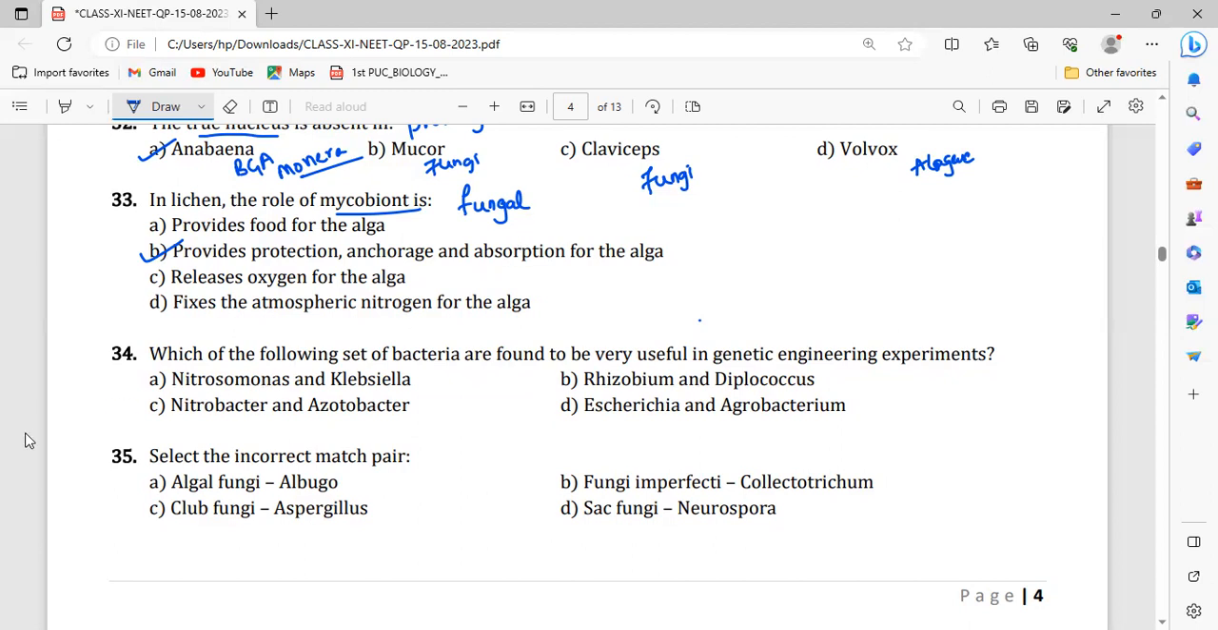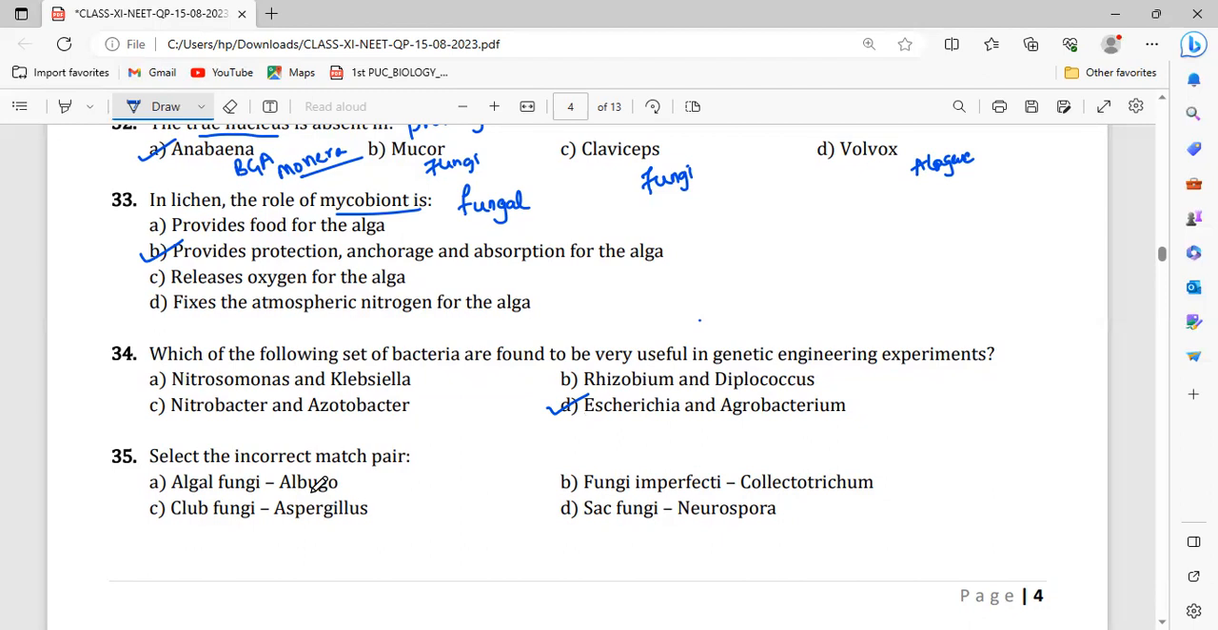Then 34. Which of the following sets of bacteria are found to be very useful in genetic engineering experiments? Out of the given options, Escherichia and Agrobacterium. They are the bacteria which are used in genetic engineering experiments. How exactly they are used, you will learn in the biotechnology chapter.